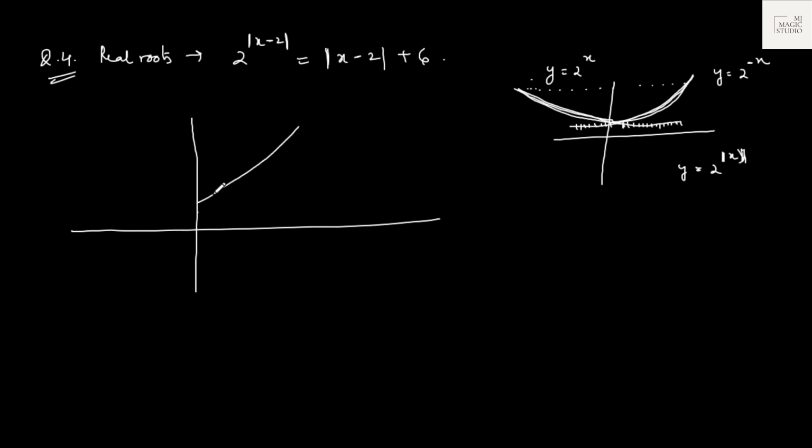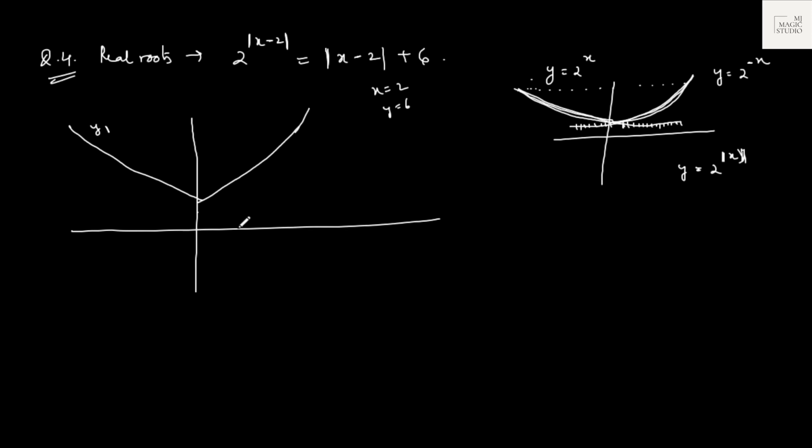So we take this portion and this portion. This will be our y1. Now y2 is mod x minus 2 plus 6. We know that x will be equal to 2. Then y2 will be equal to 6.